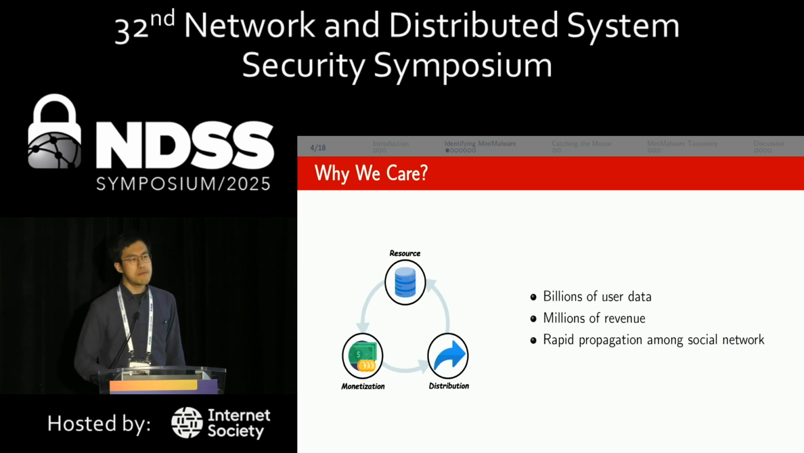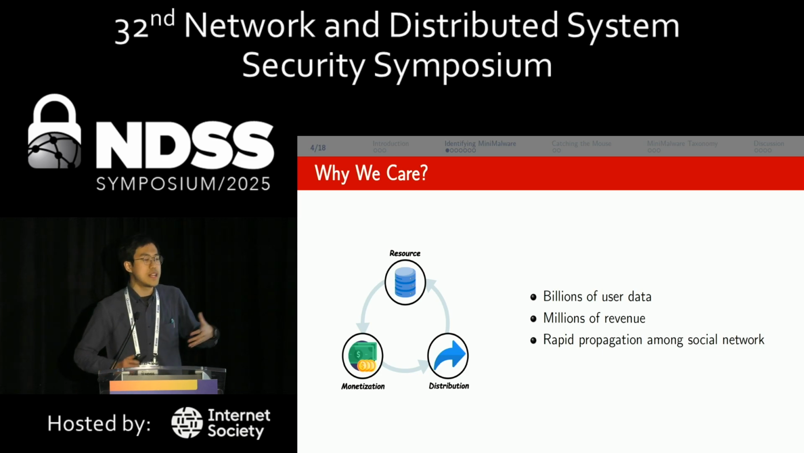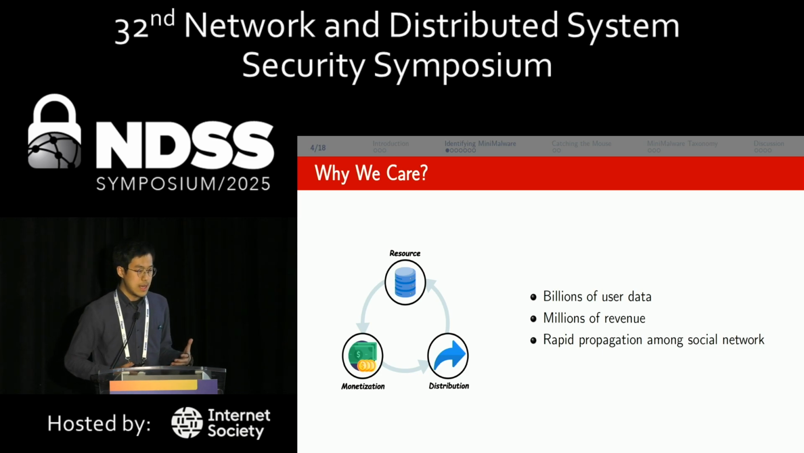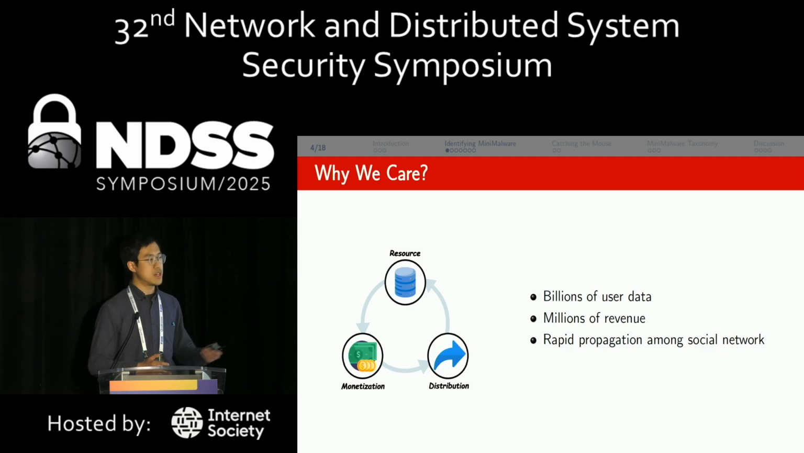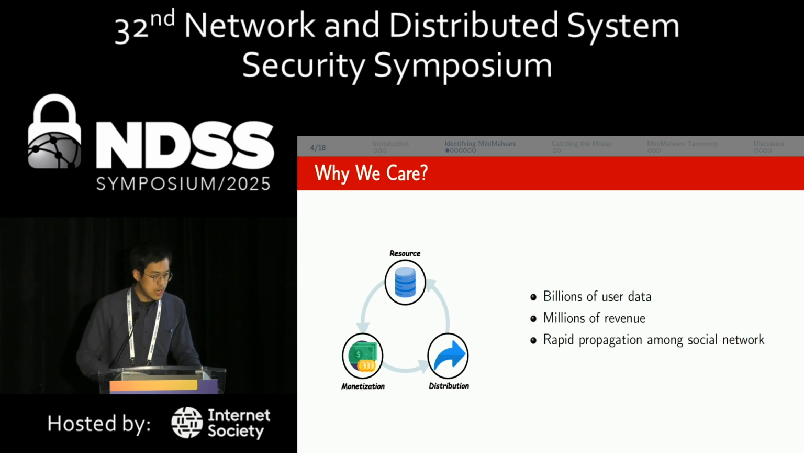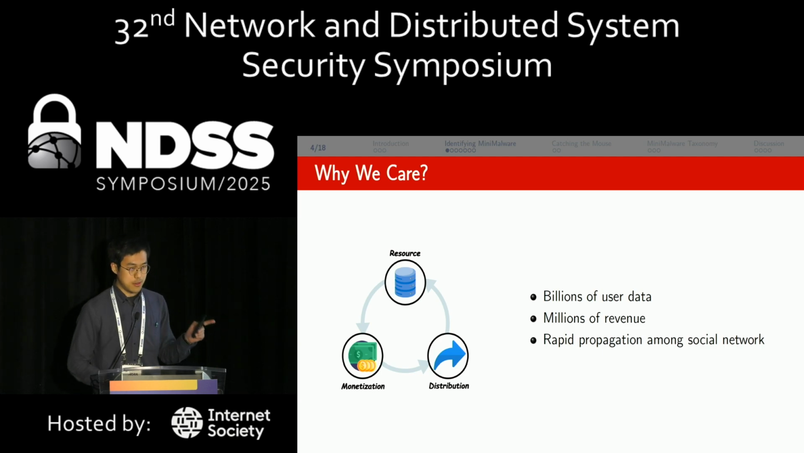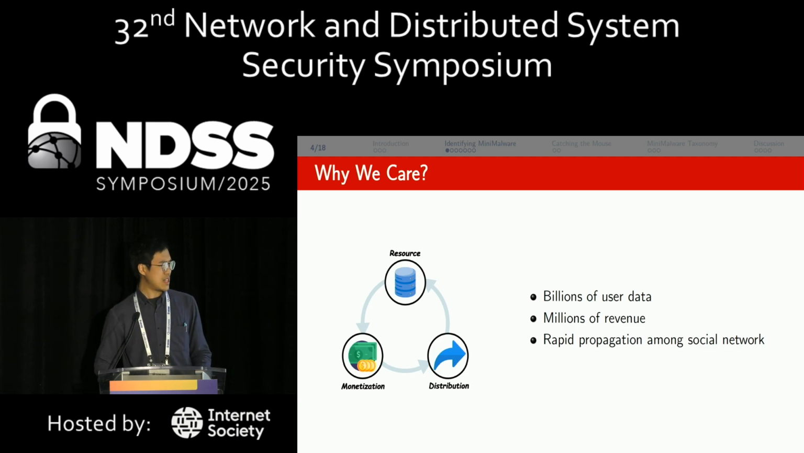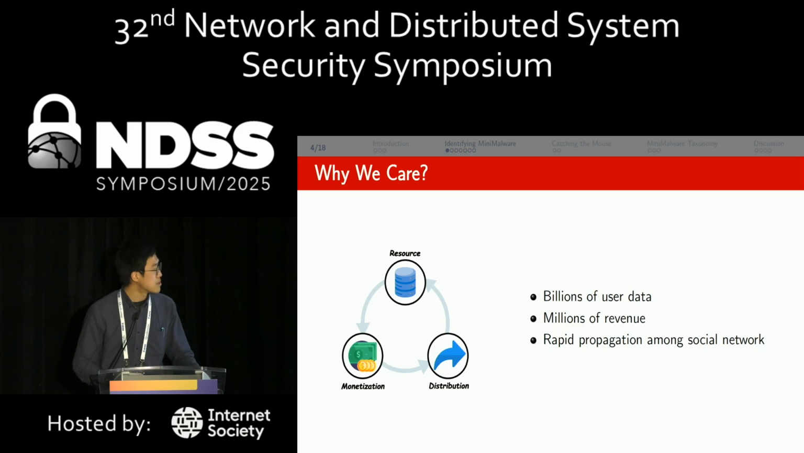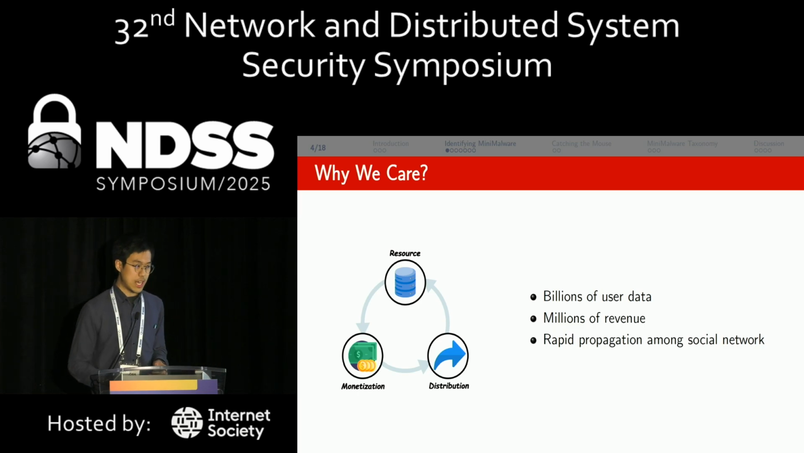So why do we care about this problem? Because the super app platforms are very huge. They involve billions of user data resources, and millions in revenue from those mini apps. If there was impersonation, it can cause very high damage. And what makes it even worse is the rapid propagation, because it's shared between you and your friends, so it's among the social network. Users tend to believe what their friends send to them instead of what comes from a stranger. So we care about this distribution scheme.